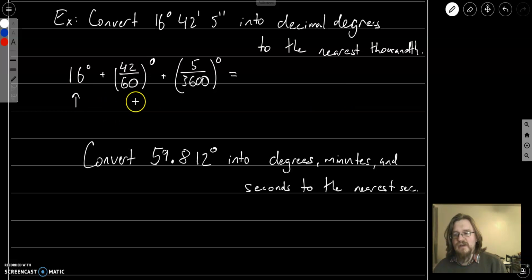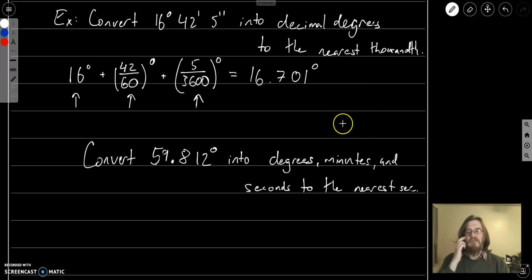And from here, all we can really do is plug this into a calculator. This number is pretty easy, and we can add them all together. I did this ahead of time, and we should get 16 plus a little bit extra. So this is going to be 0.701 degrees. Most of the 0.7 comes from the 42 minutes, and this 0.001 is about the 5 seconds part of this.